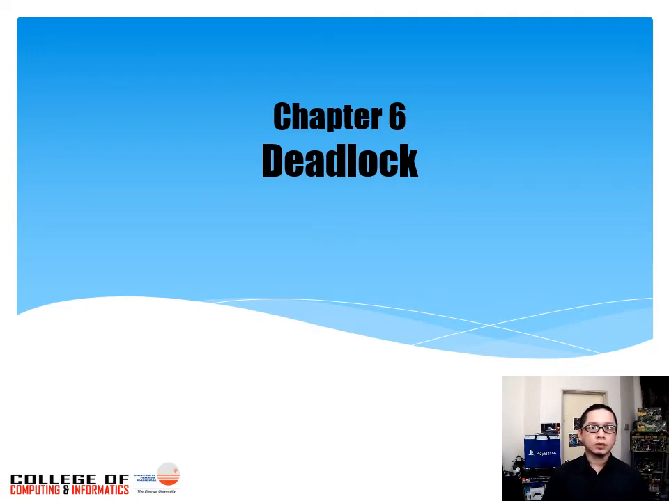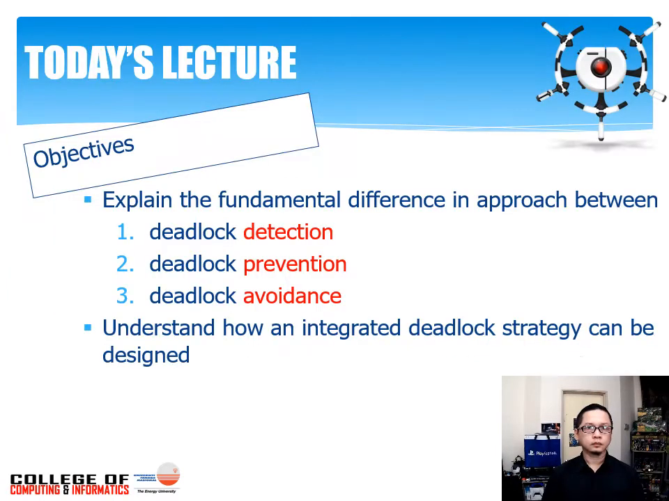So what is actually deadlock? We will look at the problem of deadlock and also investigate the causes and basically the definition, and also what we can do in order to prevent or perhaps avoid deadlock from happening. So in today's session, apart from the definition and getting to know about deadlock, we are going to look at the detection, prevention, and avoidance of deadlock. And at the end, we are going to understand how an integrated deadlock strategy can be designed from those detection, prevention, and avoidance.